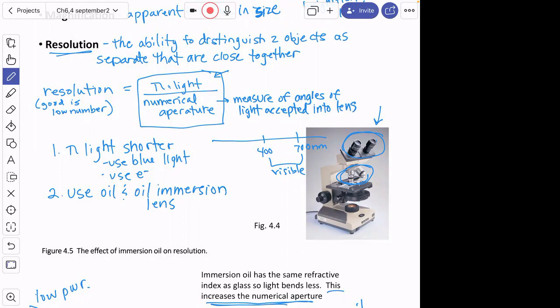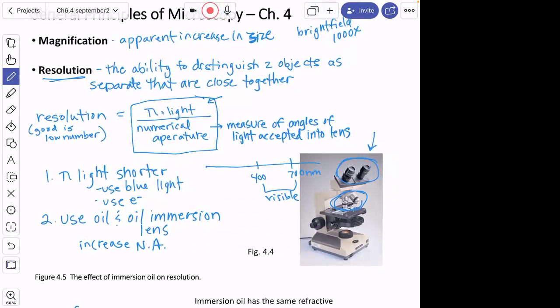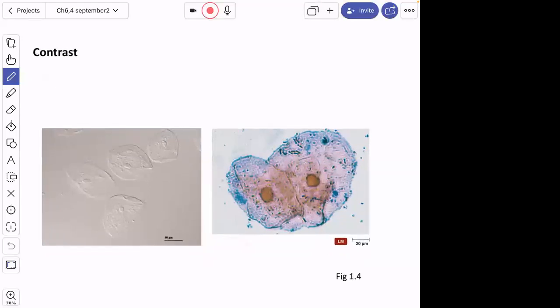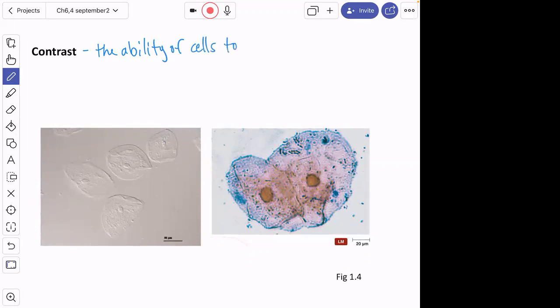Okay, again, this will increase that numerical aperture. I'm going to just abbreviate that a little bit. So it's a little more complicated thinking about resolution, but again, it's really important to get that as good as we can. The third thing that's really important when we're trying to see our cells is contrast. That's the ability of cells to stand out from their background.